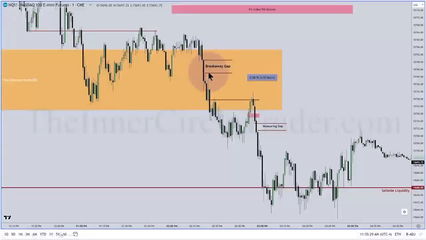That's a breakaway gap. Why should that be a breakaway gap? Because we are under time distortion. That means all of this back and forth price action is just marking time. That's the benefit of knowing how to use a time-based chart.